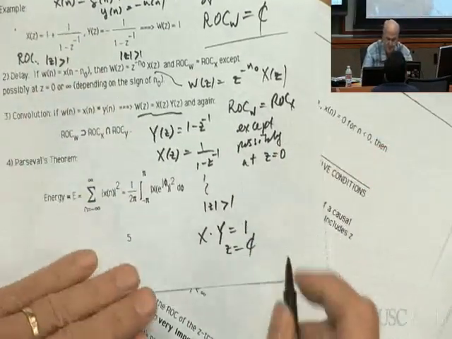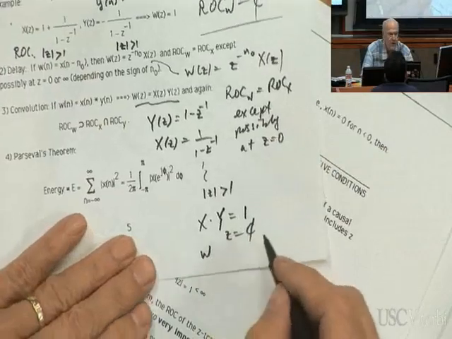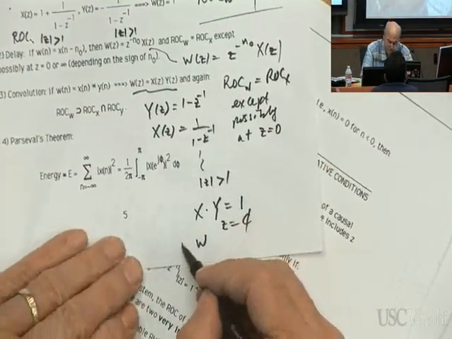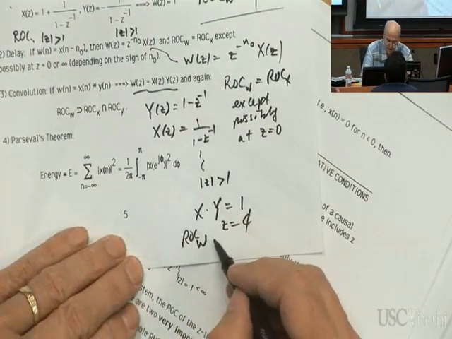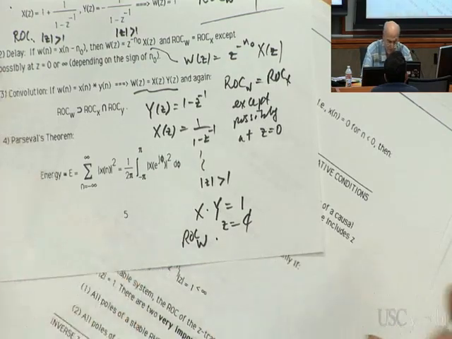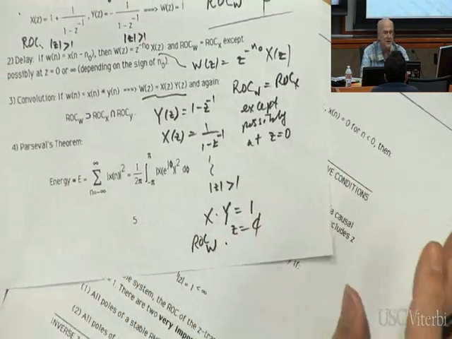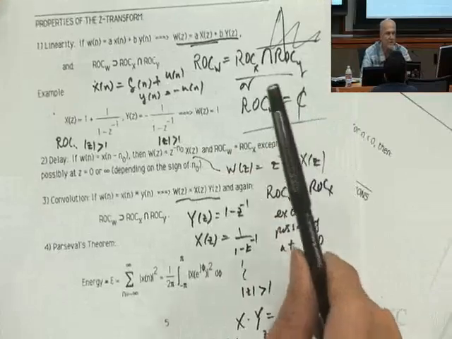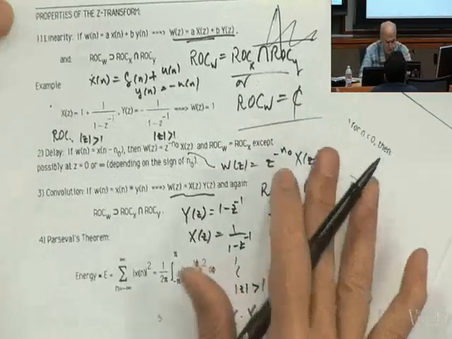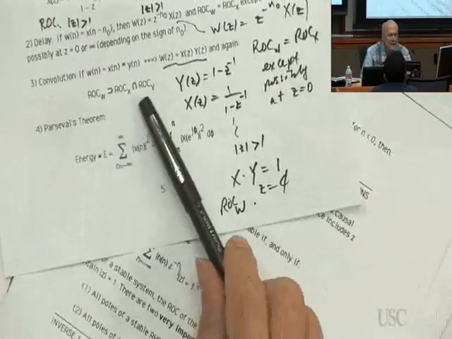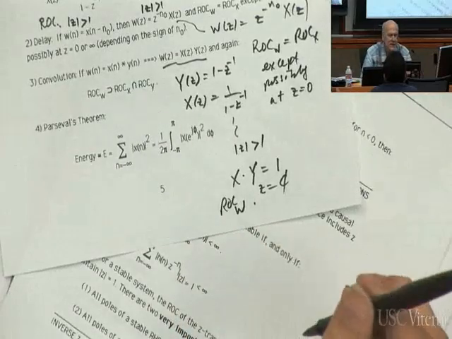So in this case, the region of convergence of w is actually greater than the region of convergence of X or Y because of pole zero cancellation. So there are some special cases. But generally, yes, it is the intersection again.